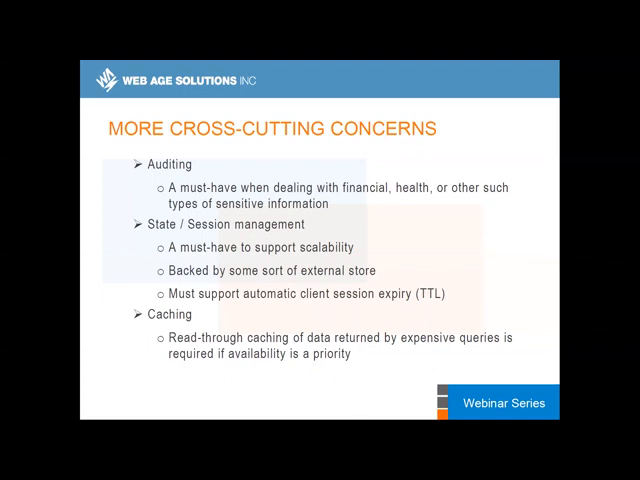State and session management is absolutely important. This is a cross-cutting concern. You need to maintain state across your solution, right? That is about consistency, and it's important for scalability. We're going to touch on this topic shortly. And don't try to maintain state within your application. It really impacts your scalability.